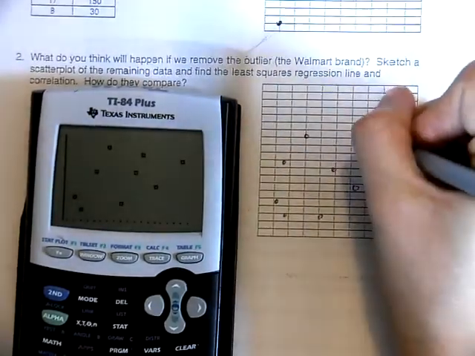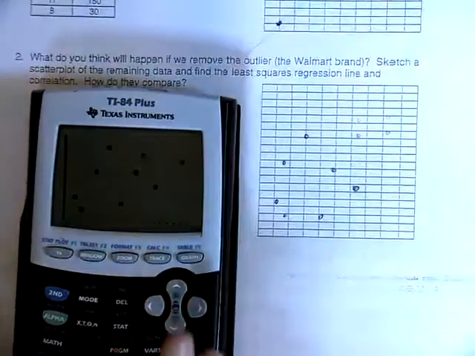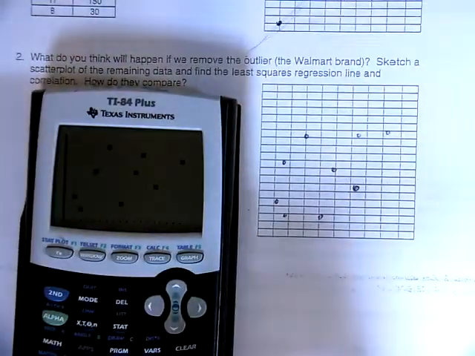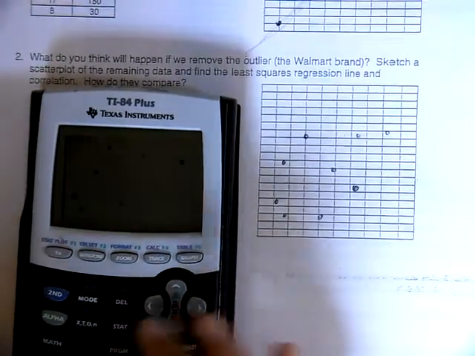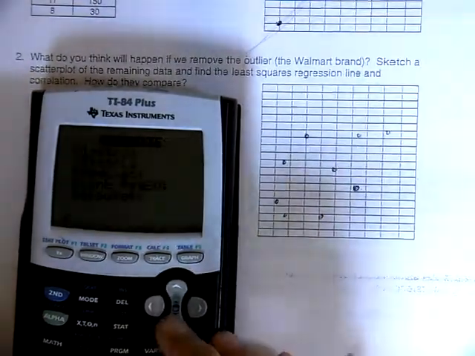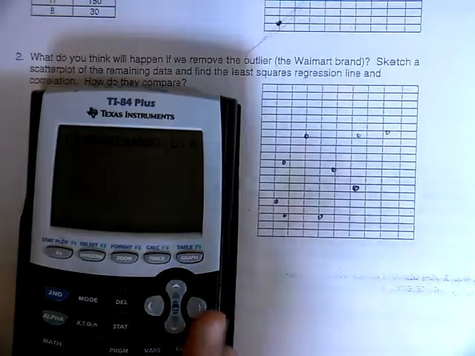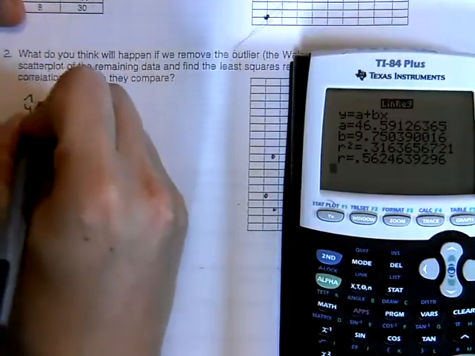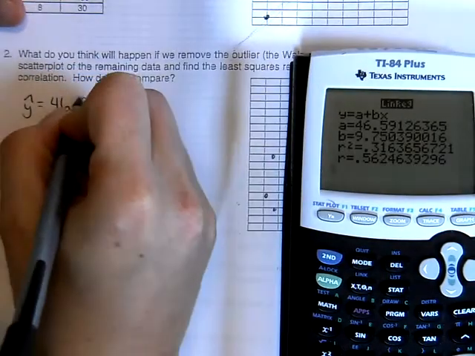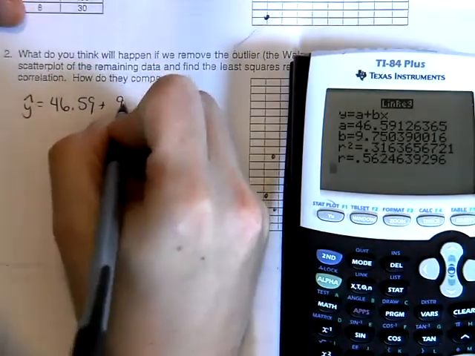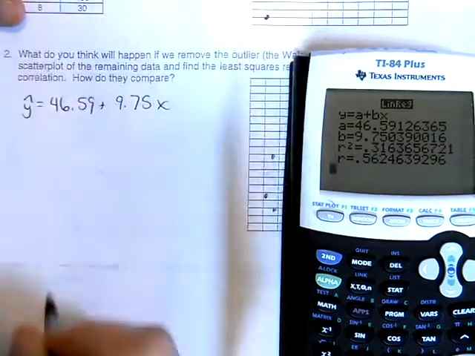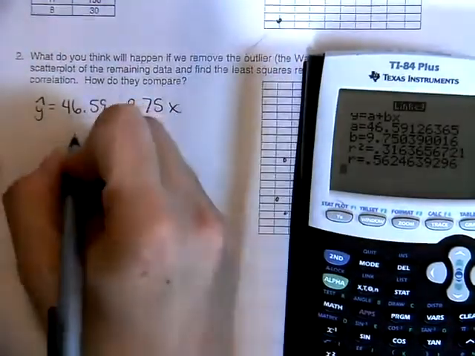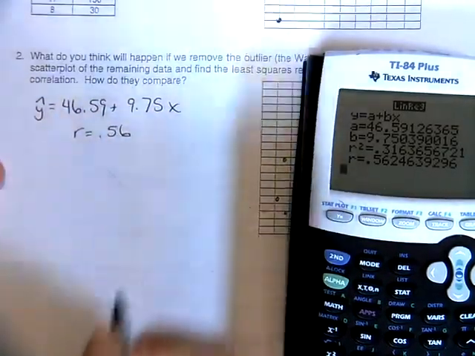Again, I'm just sketching. Now let's find our least squares regression line and figure out what happens to the y-intercept, the slope, and the r. So I'm going to go Stat, Calc, number 8 again. So now I have y hat equals 46.59 plus 9.75x. I'm not going to define my variables again because we've done that already. And r is now 0.56.